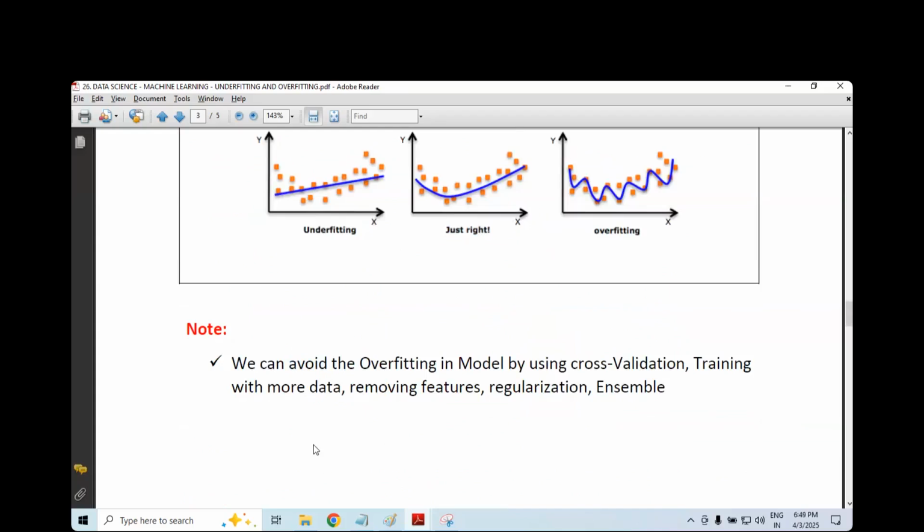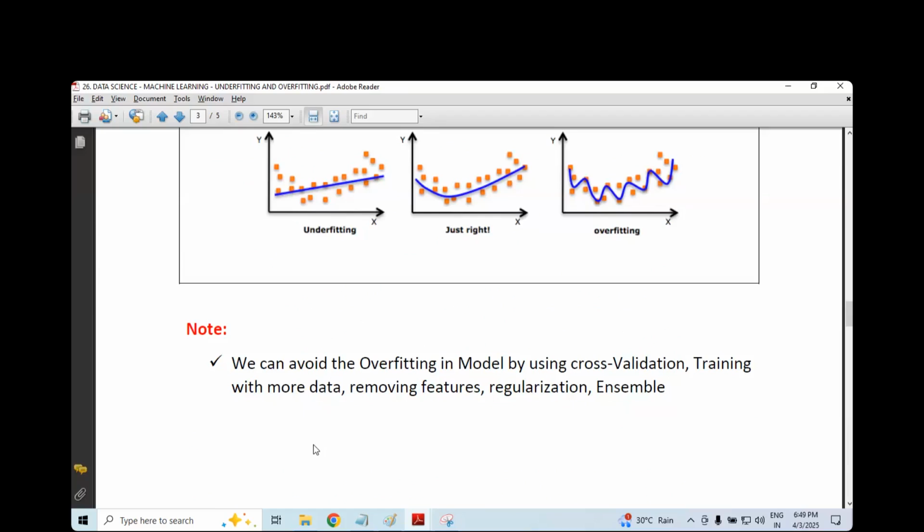I want to apply the fix for overfitting. I don't want an overfitting model. These are all solutions for overfitting. We can avoid the overfitting issue by using k-fold cross-validation. If you apply k-fold cross-validation, it takes care automatically. That is one approach. And training with more data. For example, if you train with just 5 to 6 rows, the model will overfit. And removing features. Sometimes unwanted features we have to remove, because of that feature also the model may overfit.